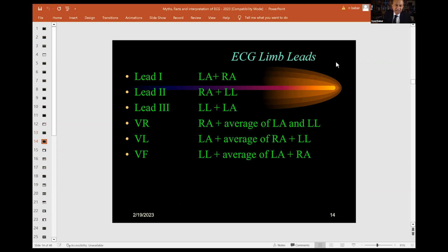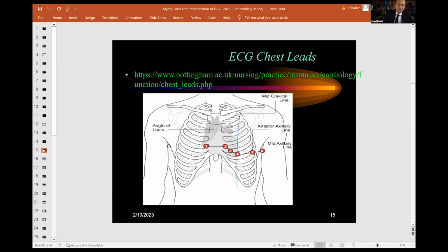The limb leads are: lead 1, left arm, right arm; lead 2, right arm, left leg; and lead 3, left leg, left arm. The right leg is neutral. The right side of the chest used to be called AVR, and now it is the right arm, which is an average of the left arm and left leg contents. Similarly, VL is on the left side, VF is at the bottom.